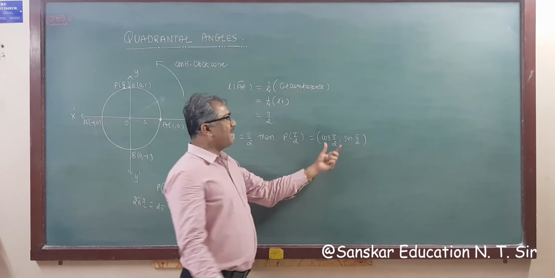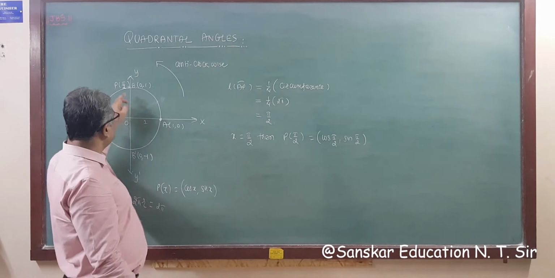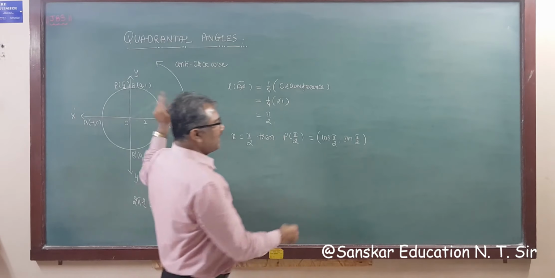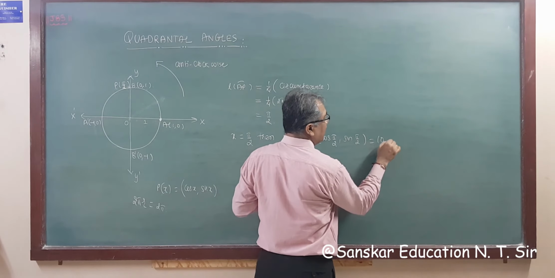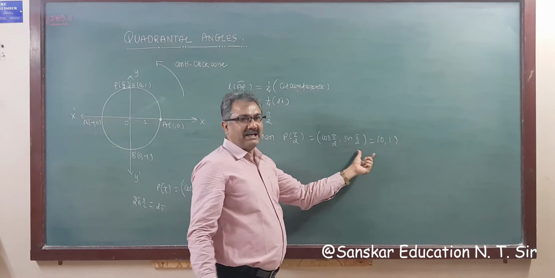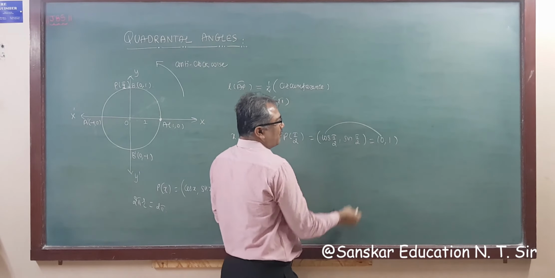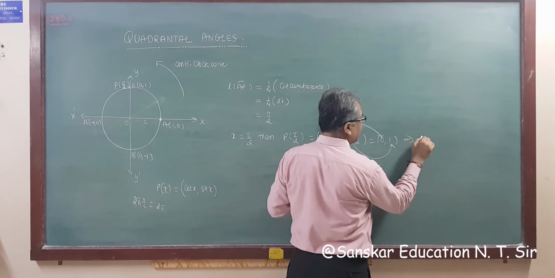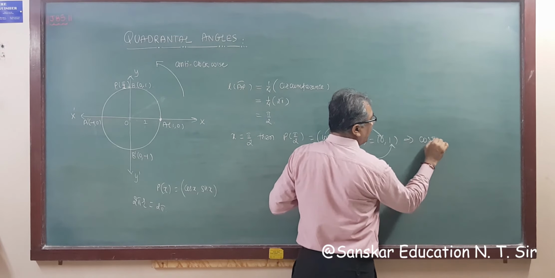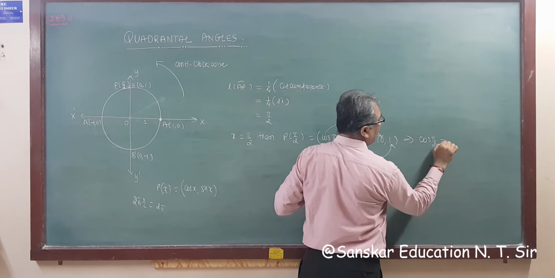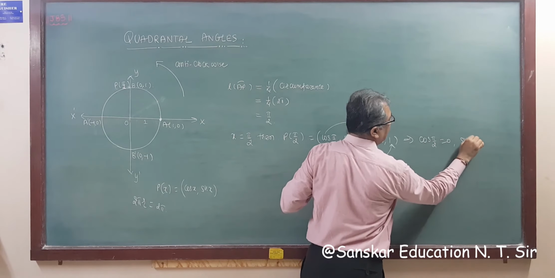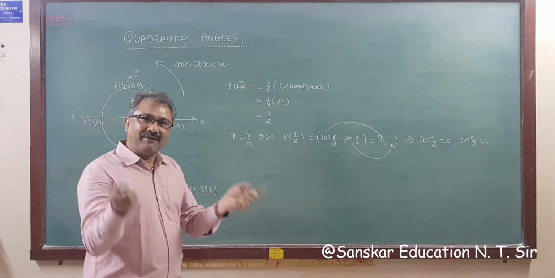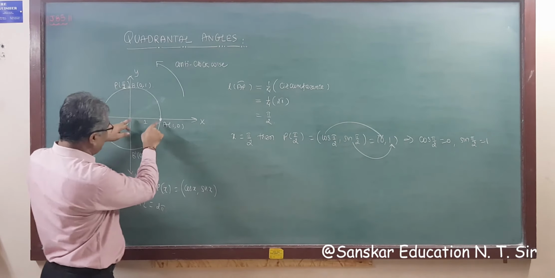Now with respect to this trigonometric point P pi by 2, this point is 0, 1. So these two ordered pairs are equal. So cos pi by 2 is 0 and sin pi by 2 is 1. So this implies cos pi by 2 is equal to 0 and sin pi by 2 is equal to 1. Right?